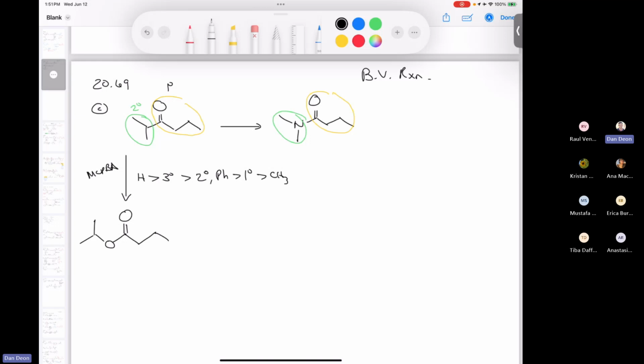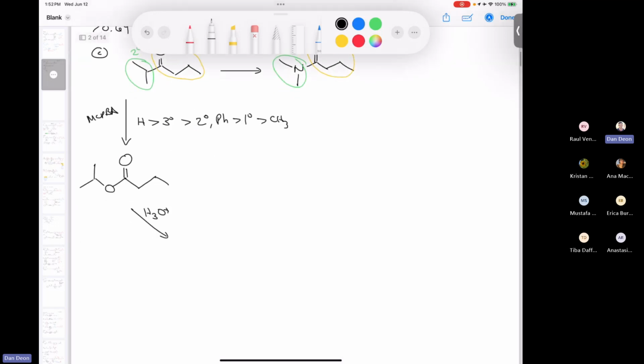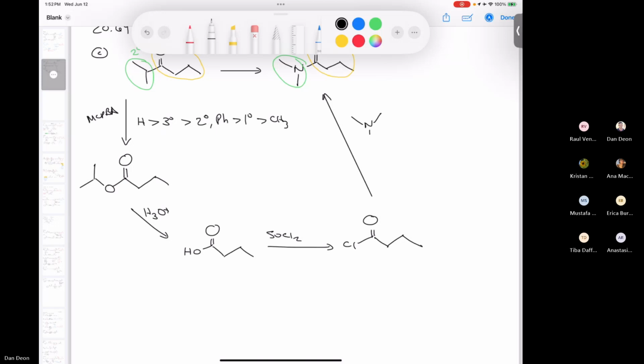So since we have a secondary versus a primary, the oxygen inserts here. And then if you're thinking, well, okay, now I can just hydrolyze this with aqueous acid, and that's going to give me the carboxylic acid, and then you're off to the races, right? Because now you can convert that into an acid chloride using thionyl chloride, like this, and then you can see very clearly that all you have to do in the last step is to take dimethylamine, a catalytic amount of acid, and to remove water.